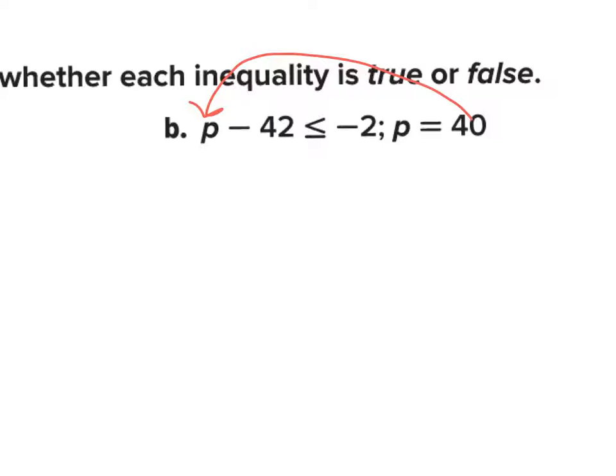So let's check that by plugging in 40 for p. 40 minus 42 is less than or equal to -2. Okay, so 40 minus 42, think of you have $40 and you spend 42. Well, you're $2 in debt, so you are in the red, or you have a -2. So I have -2 is less than or equal to -2.